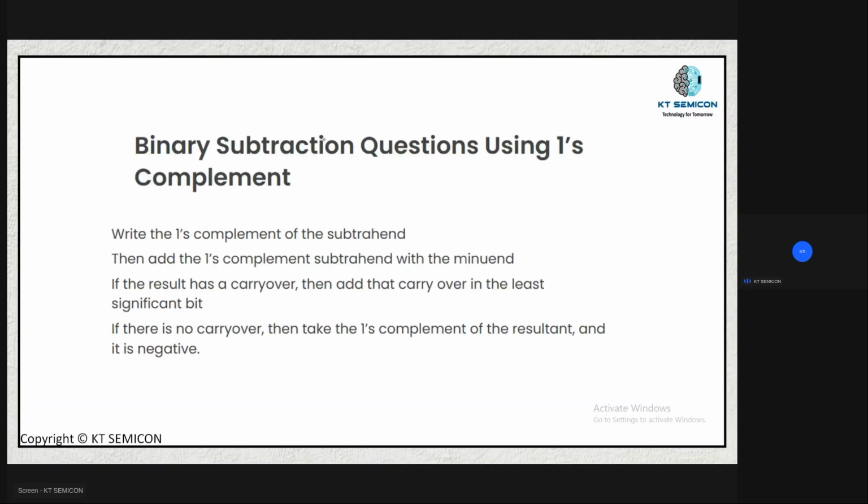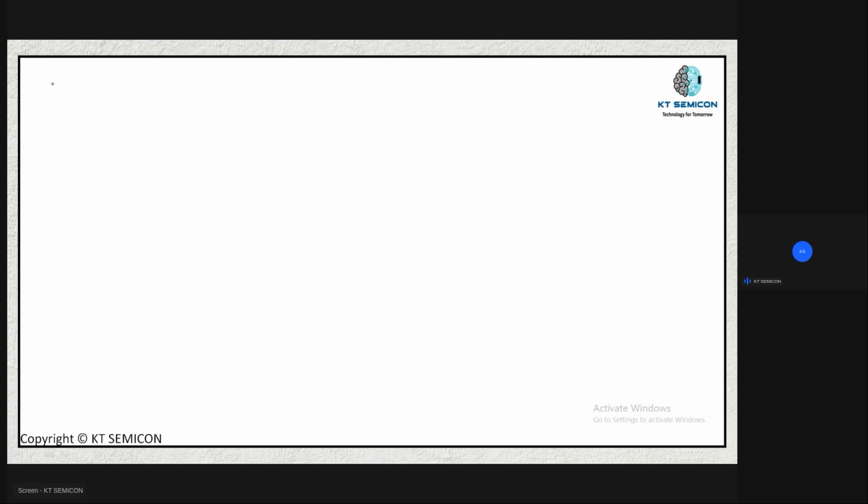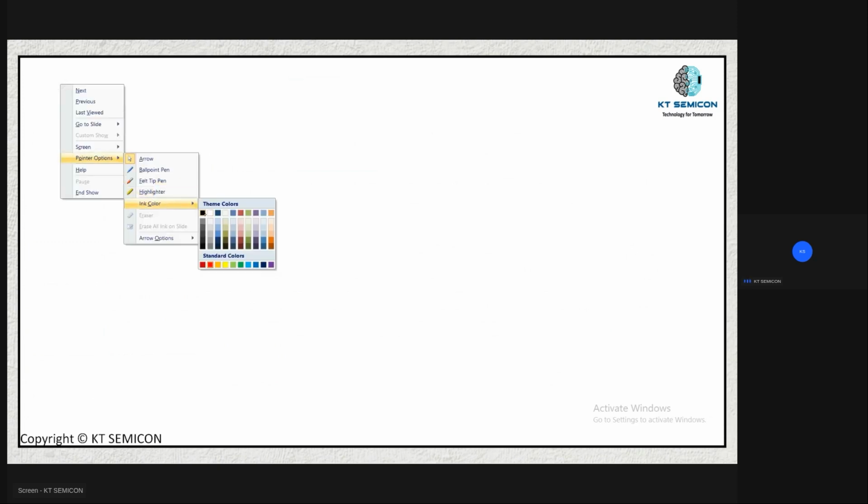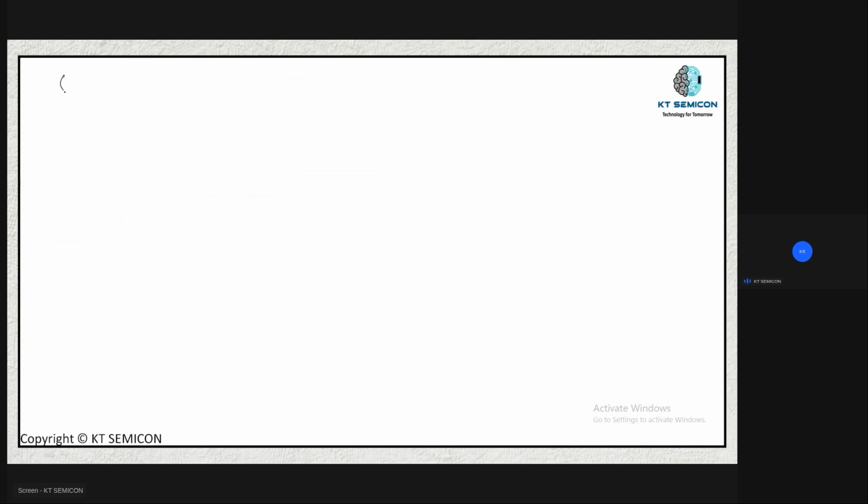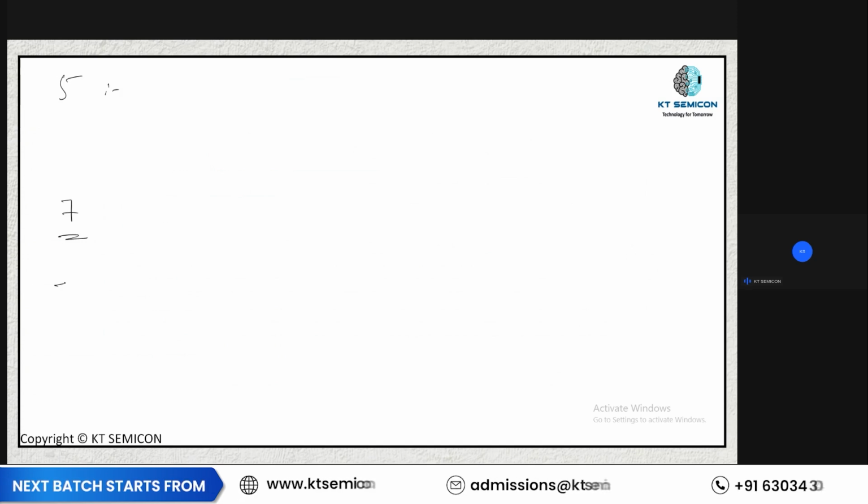So basically, let us take a simple example. Let's say we are going to take two numbers, let me write it down. Let's say I'm going to take 5 and 7, okay? And let's say I want to add these two numbers, 7 plus 5, okay? Then let's see how we are going to add it using one's complement form of addition.